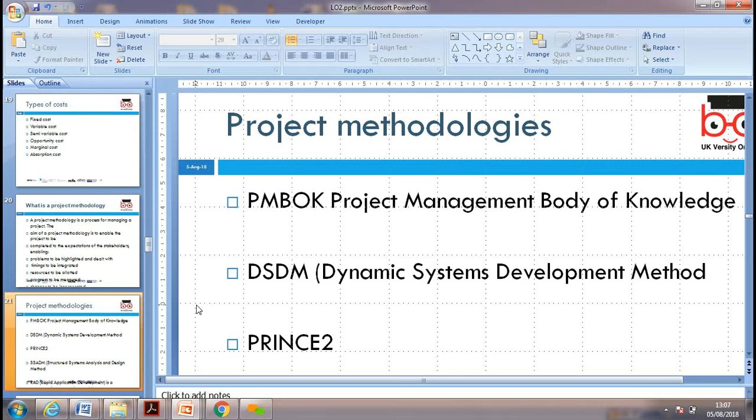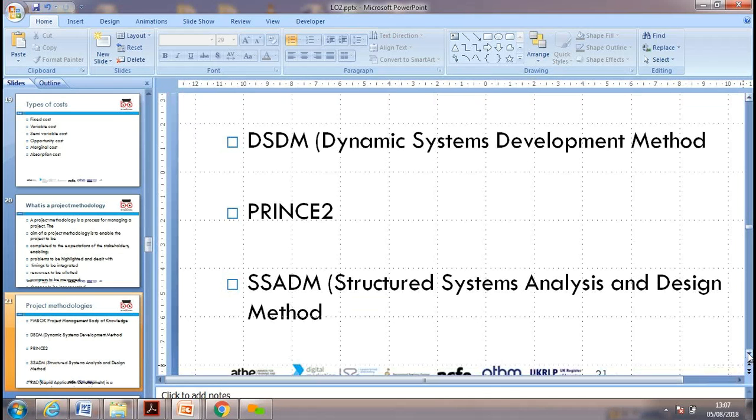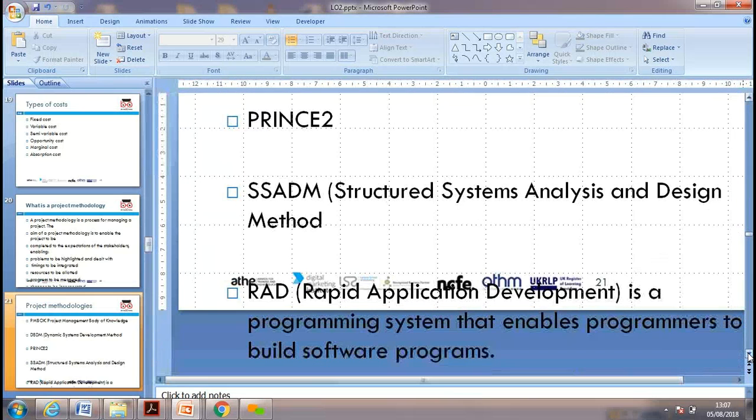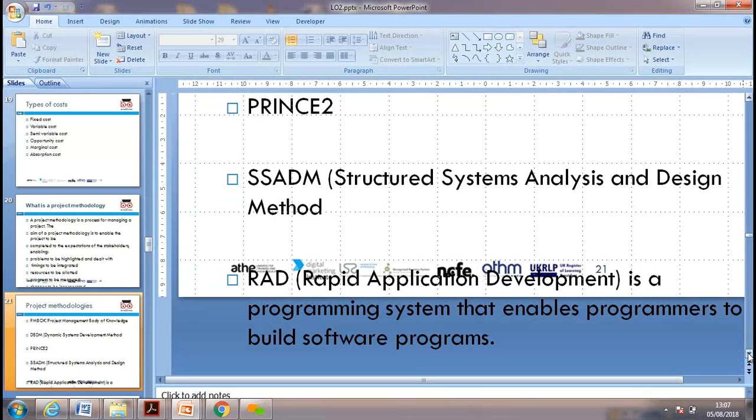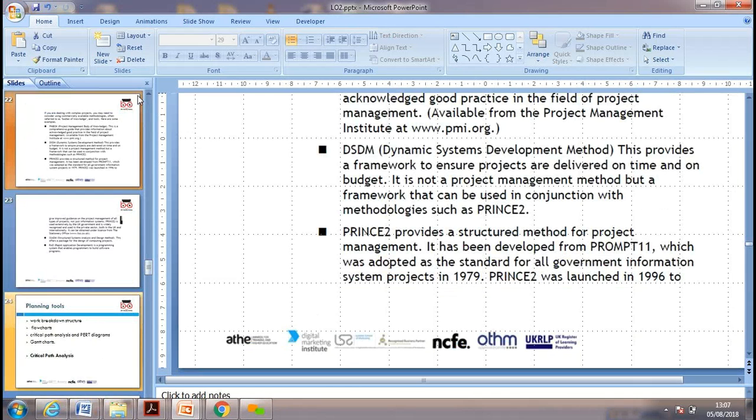Project management techniques: PMBOK, which is known as the Project Management Body of Knowledge. DSDM, Dynamic Systems Development Method. Prince2 and SSADM, Structured Systems Analysis and Design Method. RAD is called Rapid Application Development, a programming system that enables programmers to build the software. So these are the different project management techniques. Those are explained in the next slide.